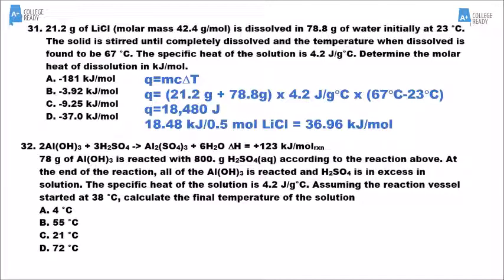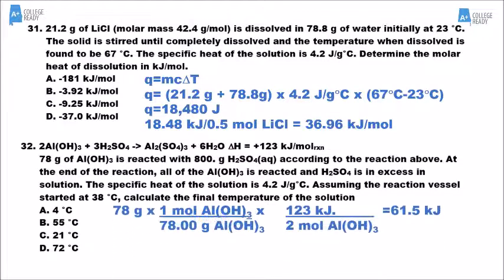For number 32, this just becomes a stoichiometry problem, and then once you have the stoichiometry problem, it asks you to then find the final temperature. So just like 31 was a combination of Q is equal to MC delta T and then plugging in moles, this time we're going to actually start with grams and find moles. We're going to use the numbers from the equation, 123 kilojoules for every 2 moles of aluminum hydroxide, and get an answer.